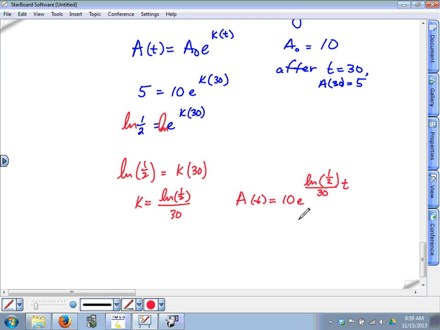Now, if this were a class that you could use calculators, a follow-up question to this might be part B. How much remains after 50 seconds? How would you answer that question? Now you plug in a 50 for t, but you'd have to solve that with a calculator. But you understand what you could now do with this model? Plug in any time value. Okay. So far, so good?